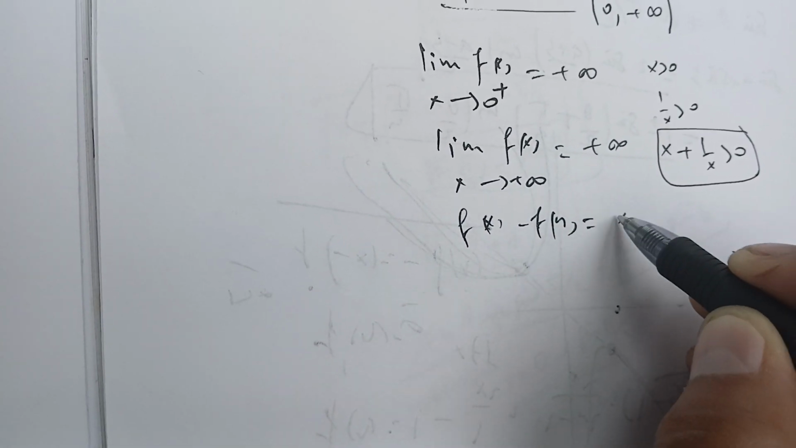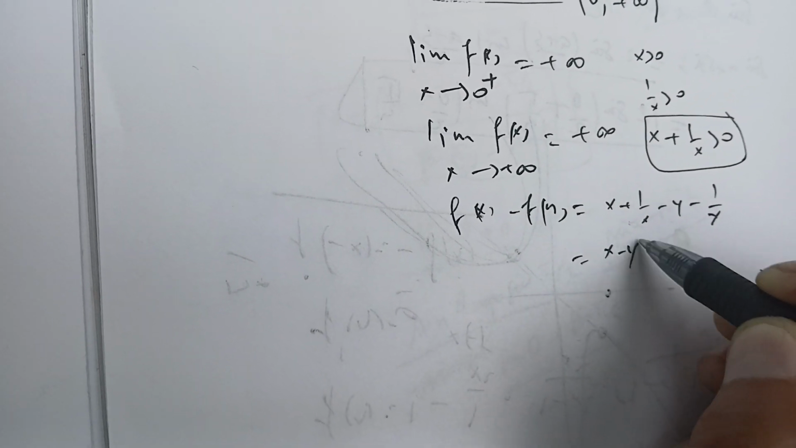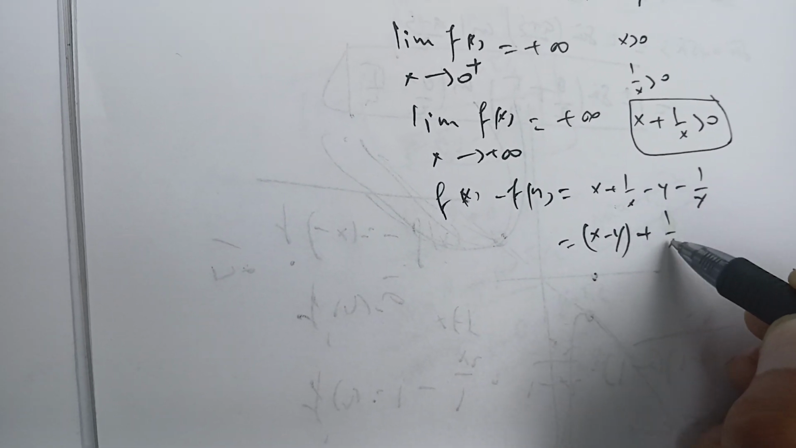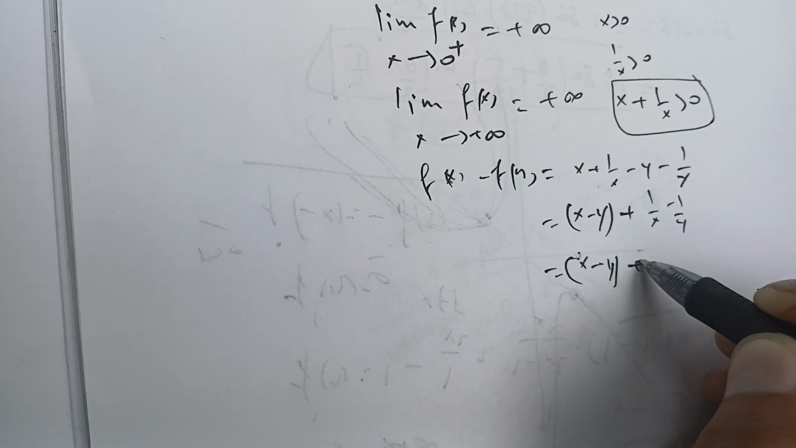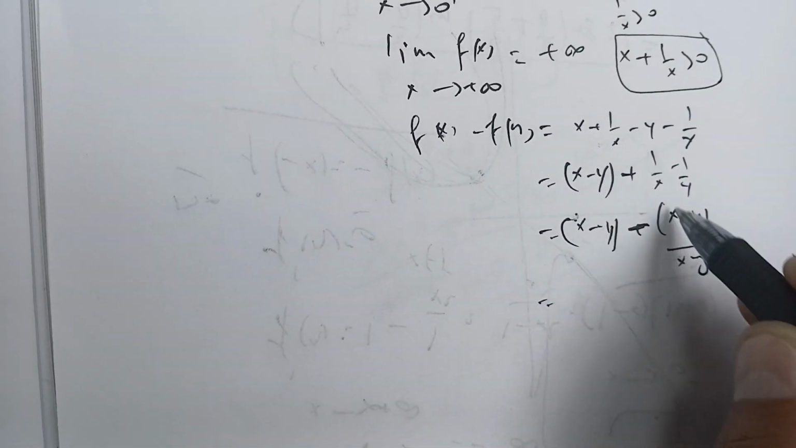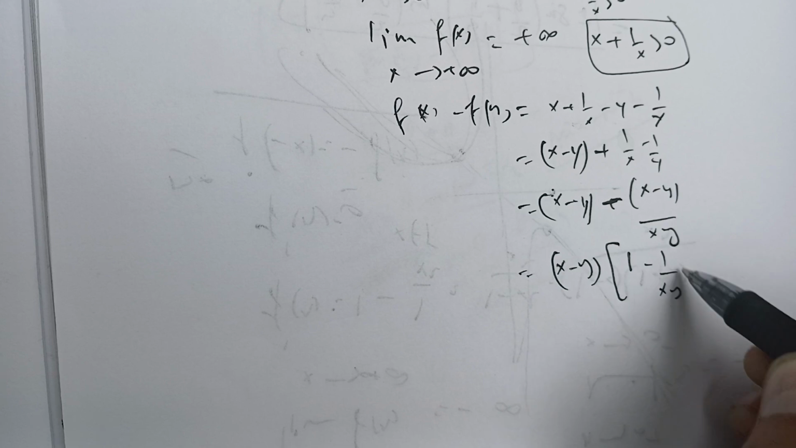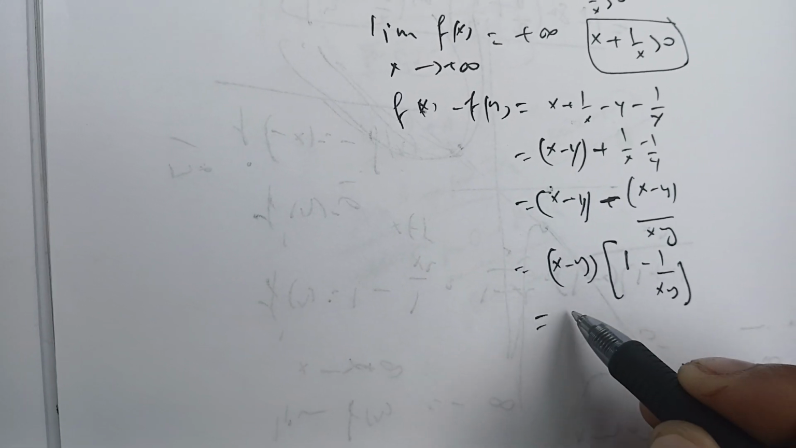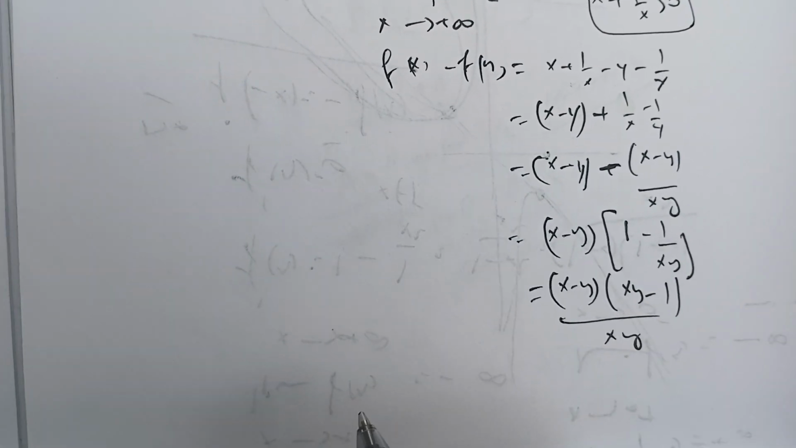So we have f of x minus f of y equals x plus 1 over x minus y minus 1 over y. So we have x minus y plus 1 over x minus 1 over y. So we have x minus y plus or minus x minus y over xy. Okay, so here if we do this one, we have x minus y times 1 minus 1 over xy. That means we have x minus y times xy minus 1 over xy. Okay, so this one, it's not going to give us the behavior by itself.